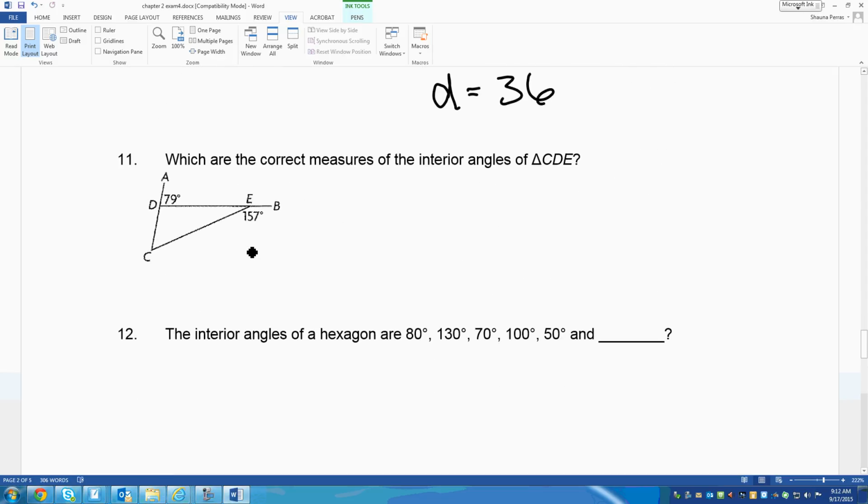Question 11, worded slightly funny, but I was trying to find the interior angle measures. I think that one went okay. The big thing you had to remember: exterior angles and interior angles add up to 180 if they're adjacent, right? So 180 minus 157, 180 minus 79, and then all triangles add up to 180, so 180 minus those other 2 interior angles. Okay.